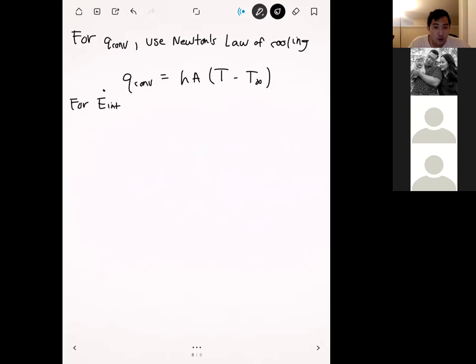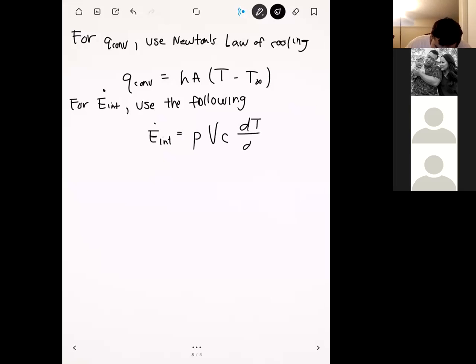And for the internal energy, we can basically use this formula right here. The internal energy is going to be a function of the temperature, of course, but it's also going to be a function of its density, its volume, and its specific heat capacity. So we have E dot internal is equal to rho times V times C times dT/dt.